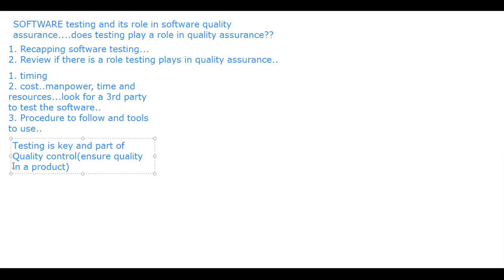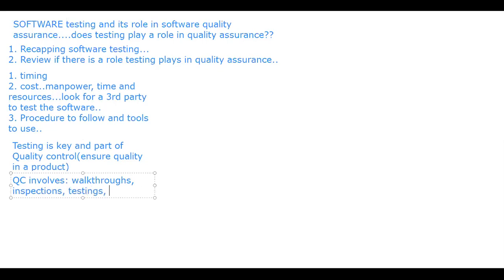Quality control, if I write QC, involves walkthroughs. It also involves inspections, testing, and checkpoint review.